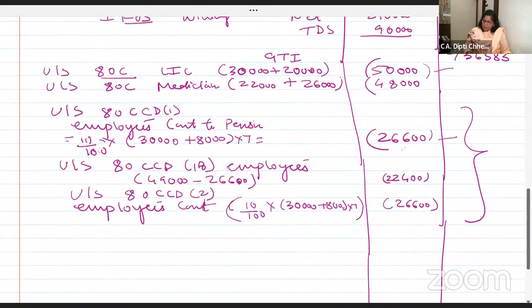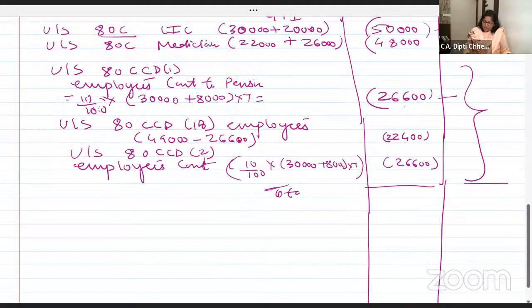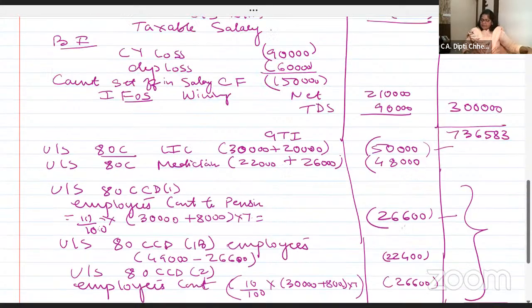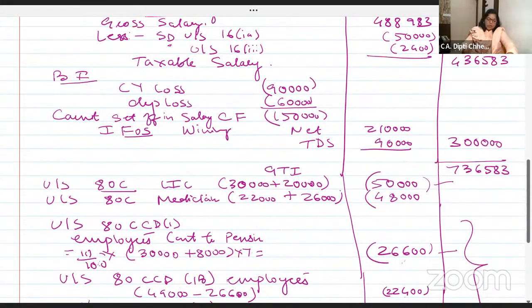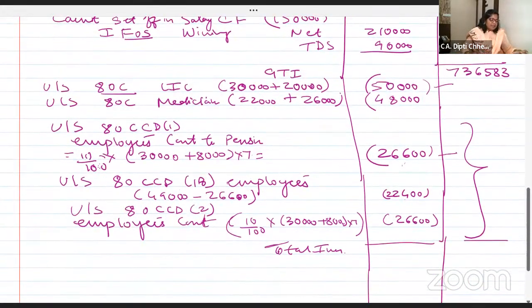Mediclaim is clear. Who gets the deductions? Now what you get, you call it your total income. Right. Total income. Okay, yes, we have to calculate tax also. 736,583 minus... please do it with the calculator on your own, because in the exam you have to operate the calculator yourself.